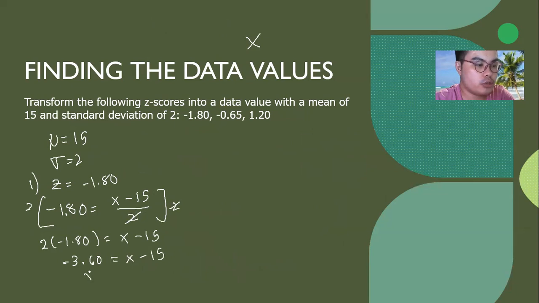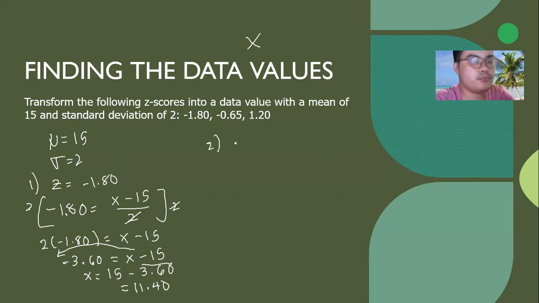Okay, so now we're going to transpose this to the other side. Negative 15 will be transposed to the other side. So this will become 15 minus 3.60. So the answer is 11.40. So that is the data value based on this z-score.